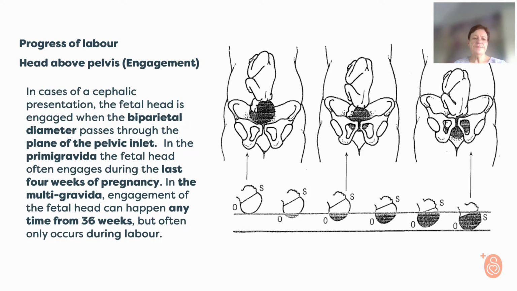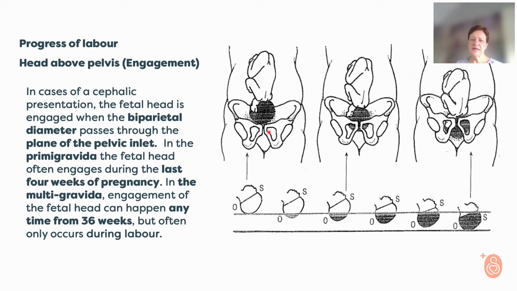Then on the progress part of the partograph, I think you have seen now that there are 2 aspects that need to be recorded. One is the dilatation of the cervix, and the other one is the engagement of the presenting part of the fetus. Now, in the case of a cephalic presentation, the definition of engagement, we say, is when the biparietal diameter, this part of the fetal head, goes into the labor. It passes through the plane of the pelvic inlet. That is what we call engagement.